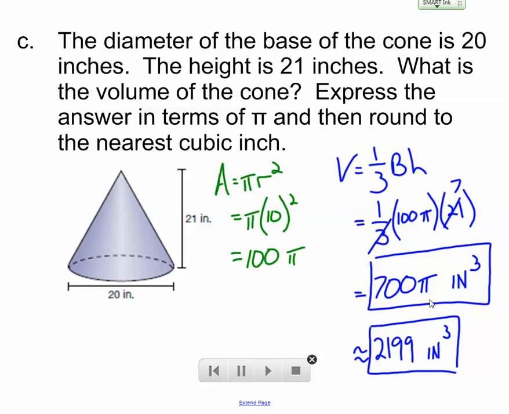If you do 700 times 3.14, it actually comes out to 2198. Close enough. Like I said, the only perfect way to express it is 700 pi. Anything else is going to be a rounded answer.